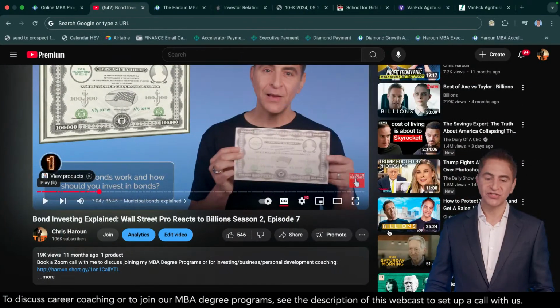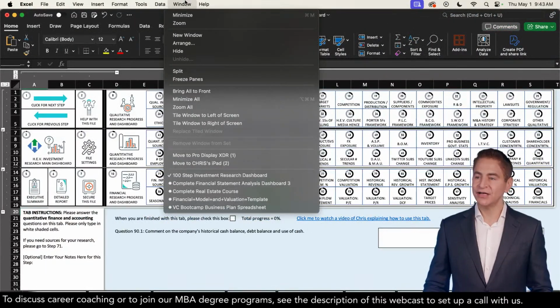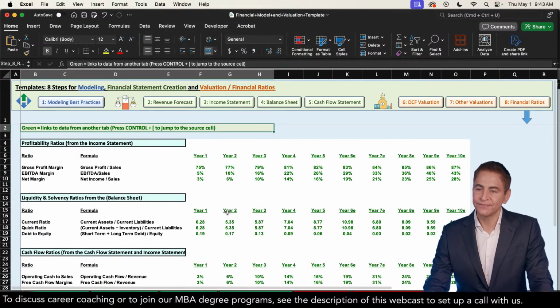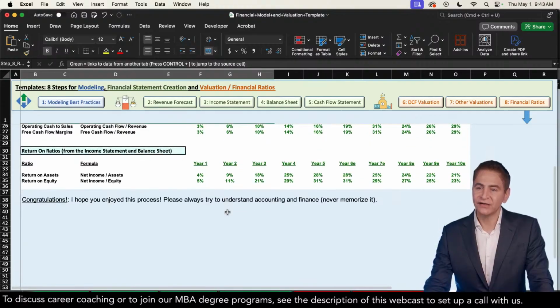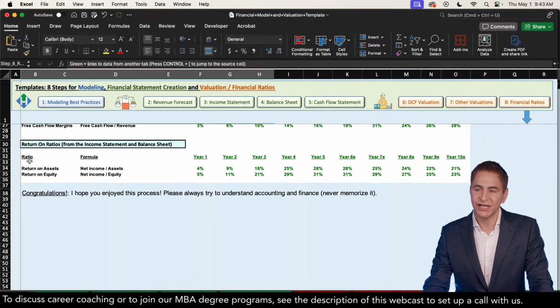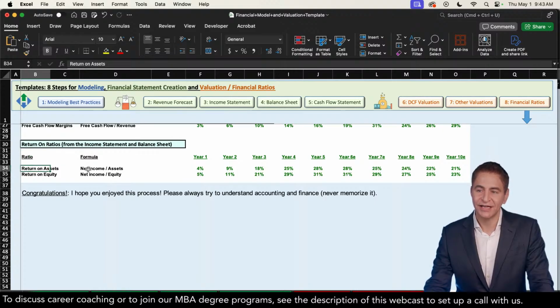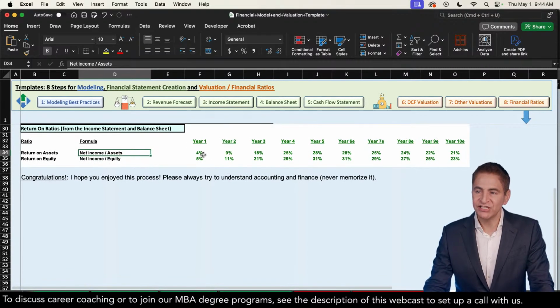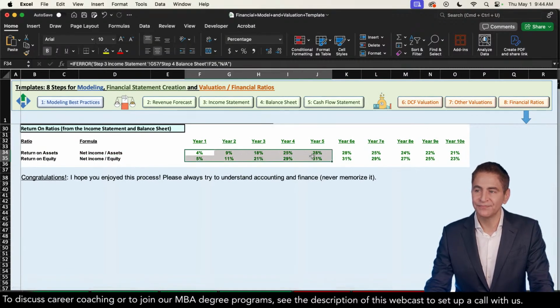Now I'll show you an example using one of the templates that are exclusively provided to my MBA degree program students. All right, so I'm going to go over here. Yeah, we'll look at this one here. Okay, good. So I'll go to financial ratios. Okay, so right here, we've got return on ratios, okay? And this is from the income statement and the balance sheet. So return on assets, return on equity, okay? Net income's from the income statement, and then assets and equity here is from the balance sheet. So we want to see a gradual increase over time, okay?